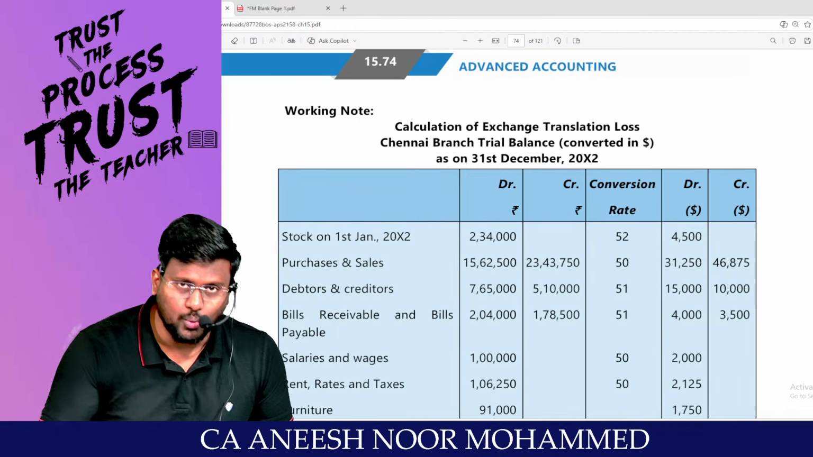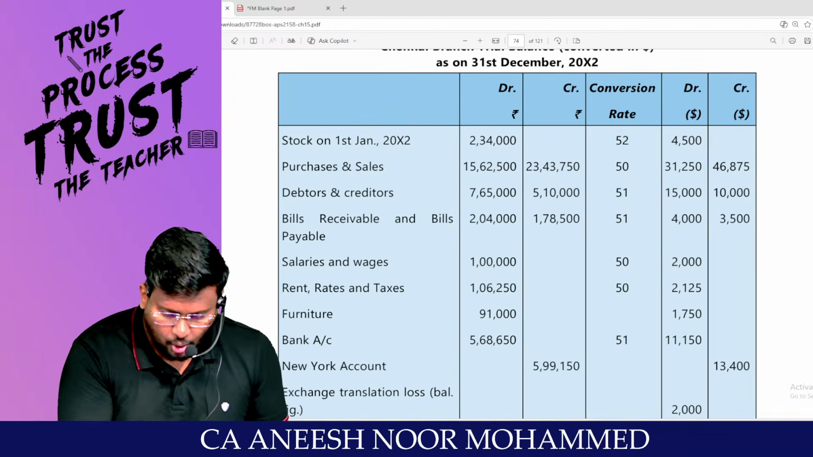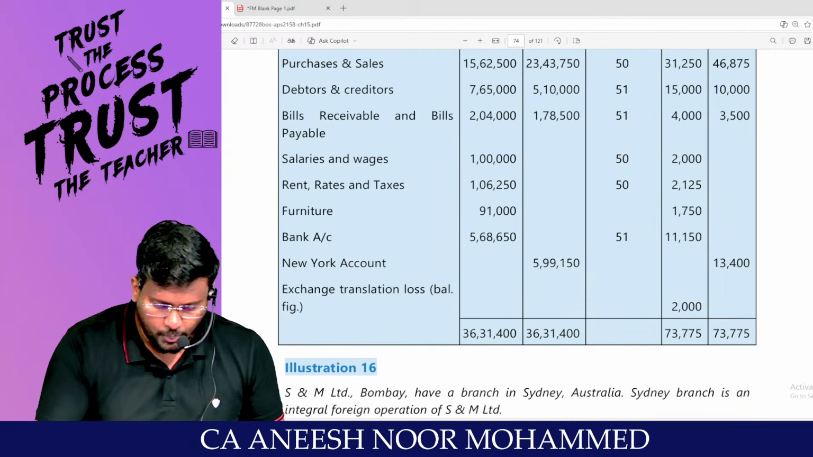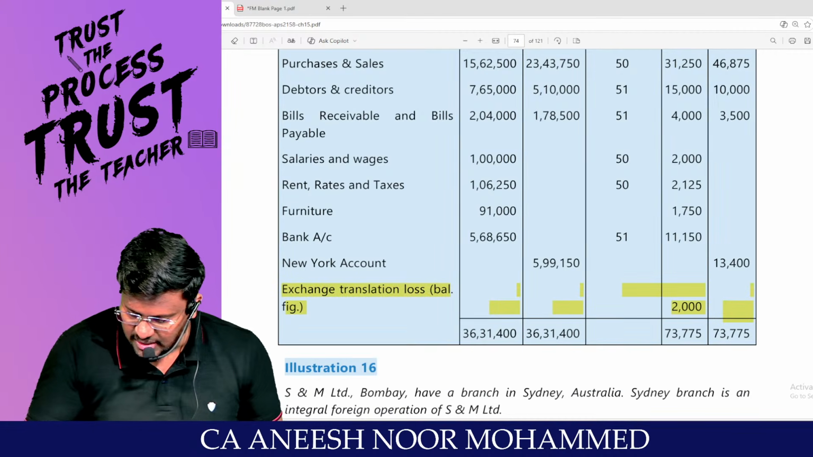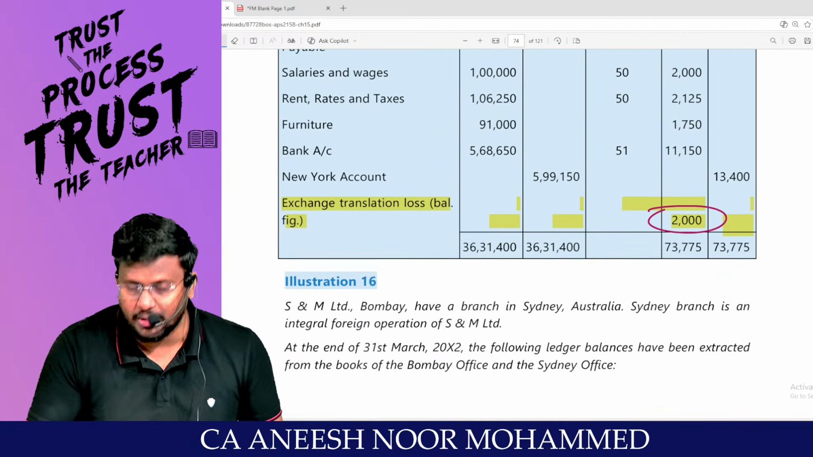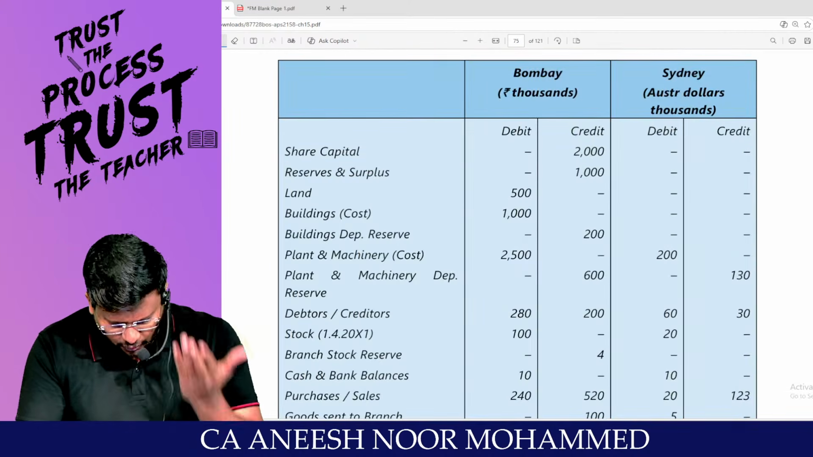From where will you get that 2,000? Nothing, you have to find out the opening stock, purchases, sales and all. The difference is the exchange transaction loss. 2,000 rupees should be transferred to the P&L account. It is that easy.